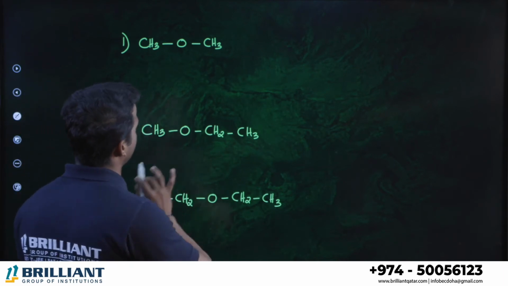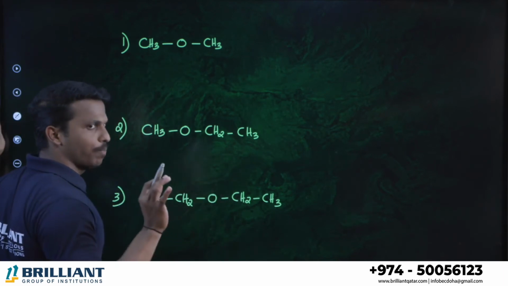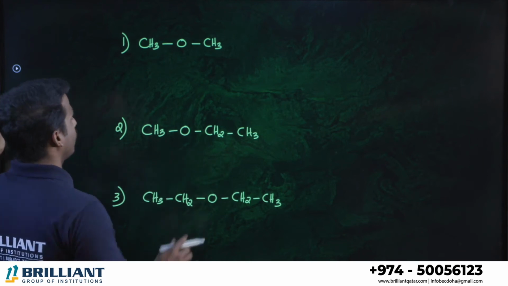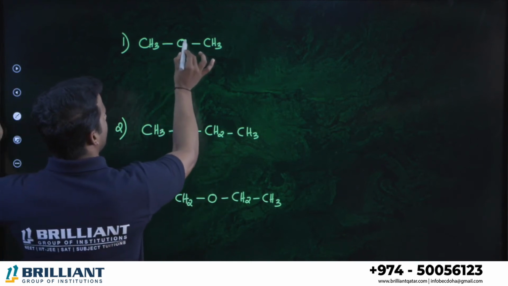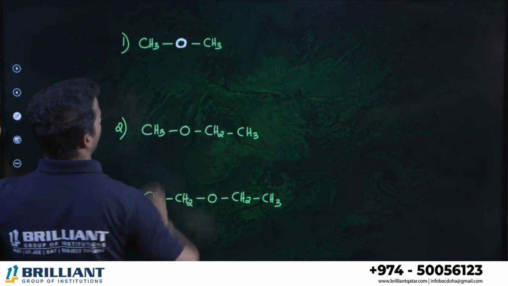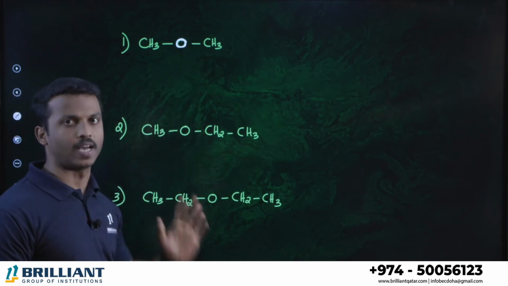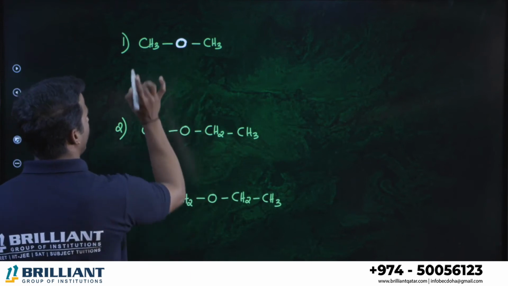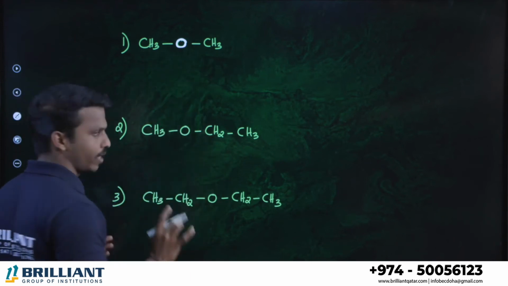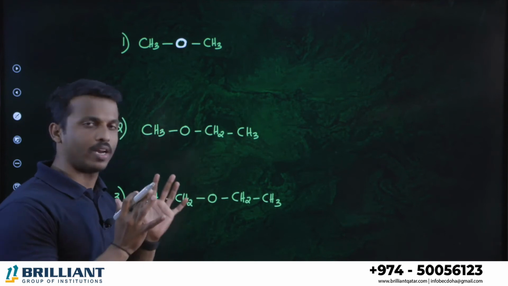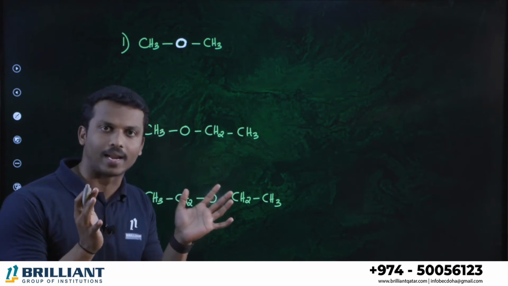How can we name this ether? Simple. I'll tell you a simple method. Follow it for every compound. Here, see, this is the oxygen atom. First, you look at the oxygen atom. On the left side and right side, how many carbons are there? Left side only one carbon, right side also one carbon, so both are the same, right? So you can take any one of them as the parent chain.